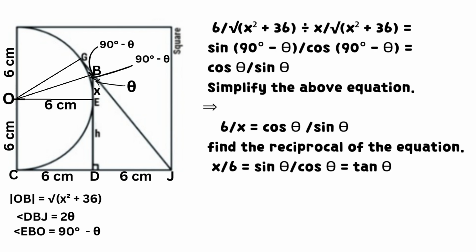Find the reciprocal of the equation. We have that x divided by 6 equals sine theta divided by cosine theta, which equals tan theta. This implies that tan theta equals x divided by 6.